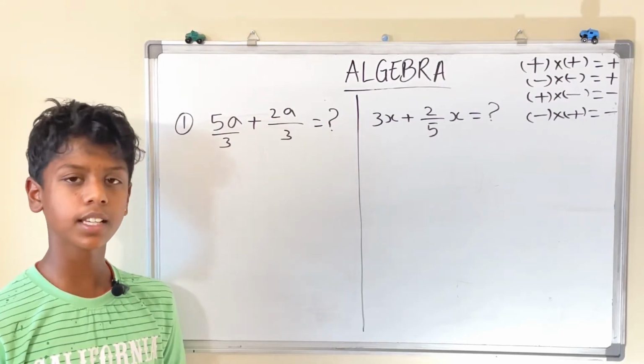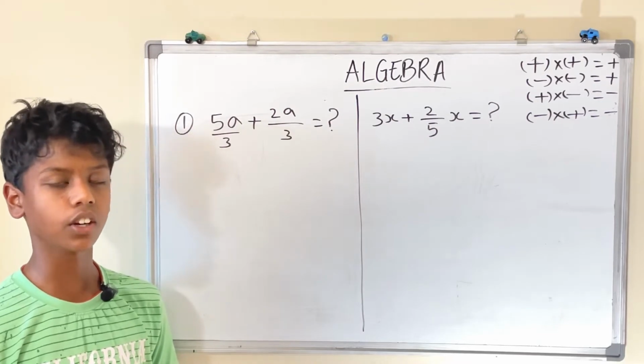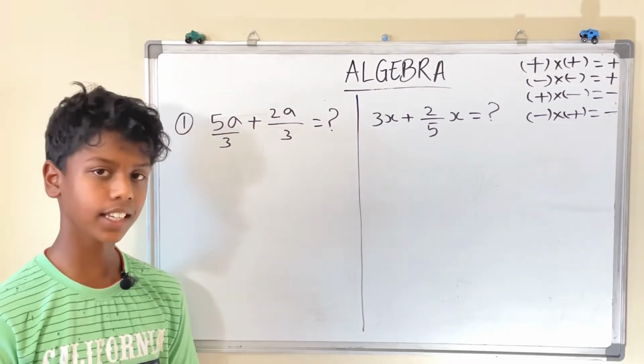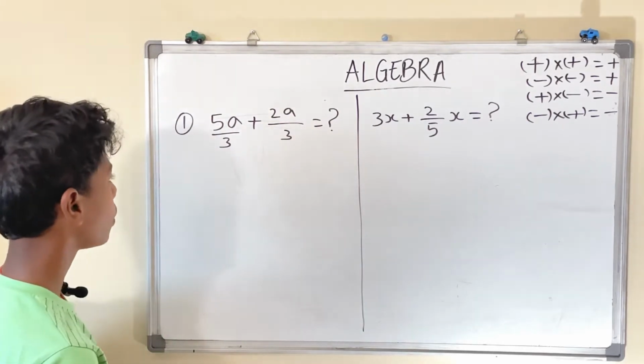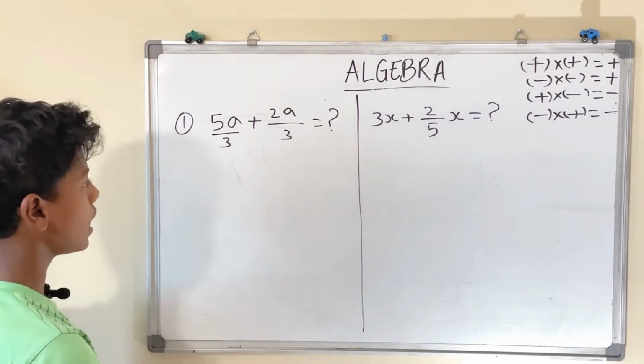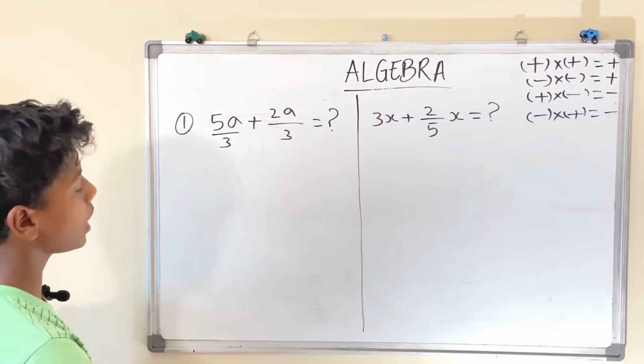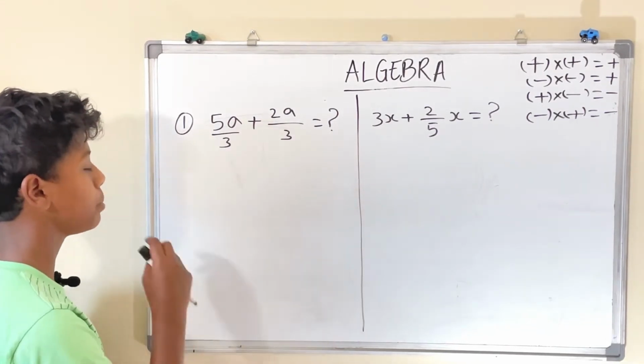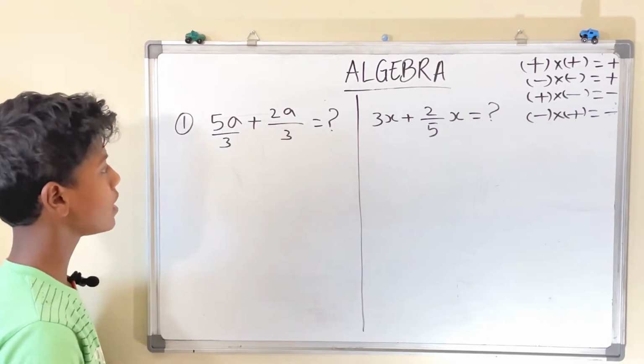Today we're doing simplifying algebraic expressions in our algebra unit, and this is part 2 of the series. So let's get into it. Question 1. 5a over 3 plus 2a over 3. So again, here we're looking at algebraic fractions. So we're going to simplify them.